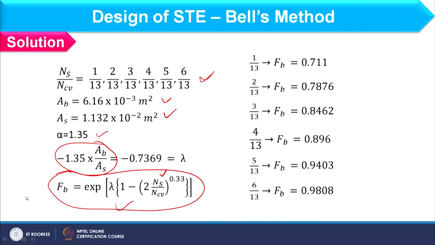Now if you consider different NS values, where should you stop? As the guideline is that the FB value should be more than 0.85, you can choose 4 as the number of sealing strips. So NS should be 4 in this case, because in this case you can obtain the FB value as 0.896, which is more than 0.85, right?